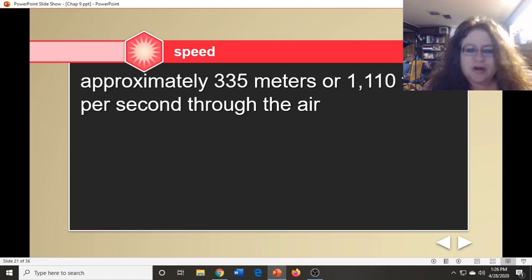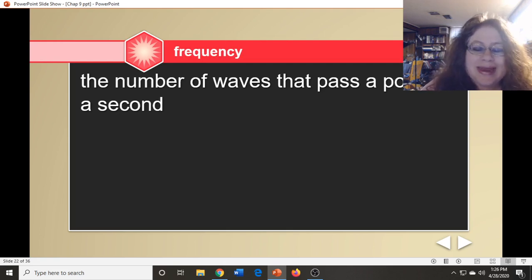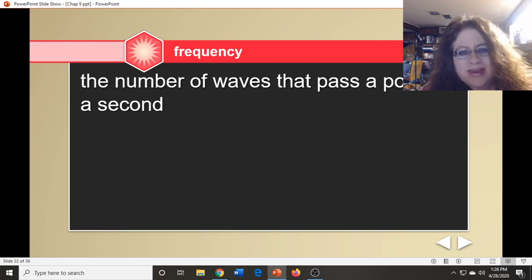All right, then the third one you're going to write in is frequency. The number of waves that pass a point in a second, or the number of vibrations in a second, like we saw in the video. The number of waves that pass a point in a second.